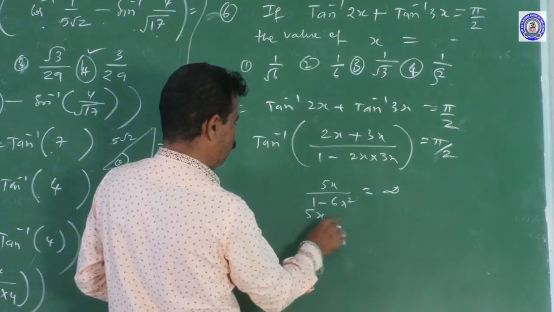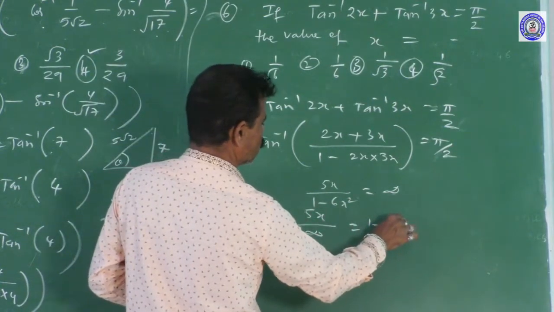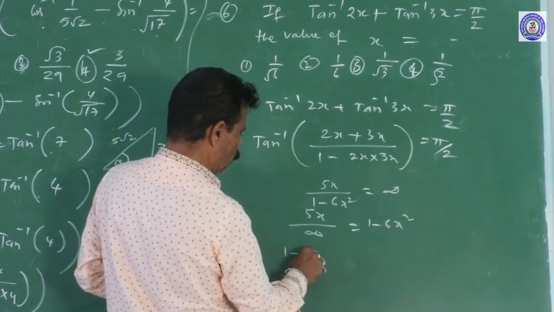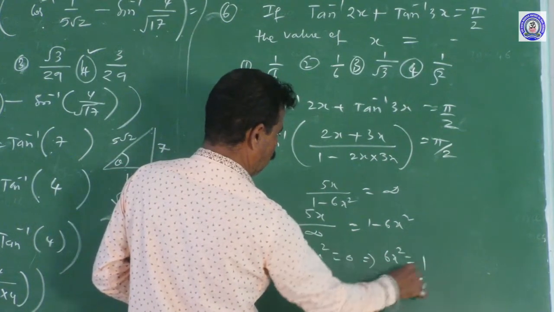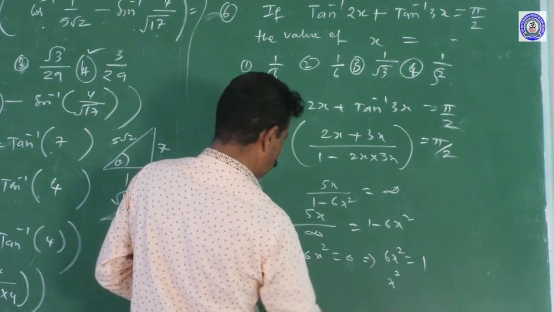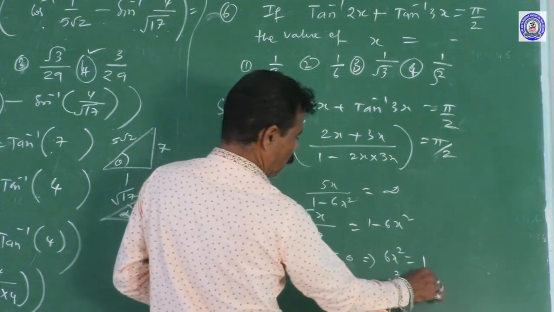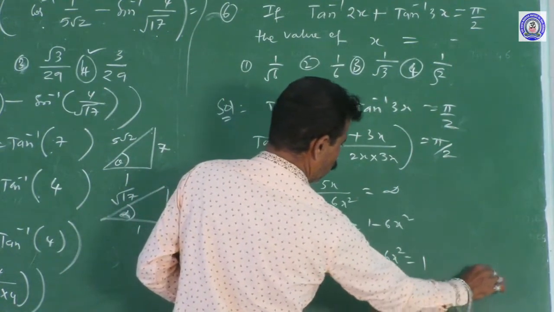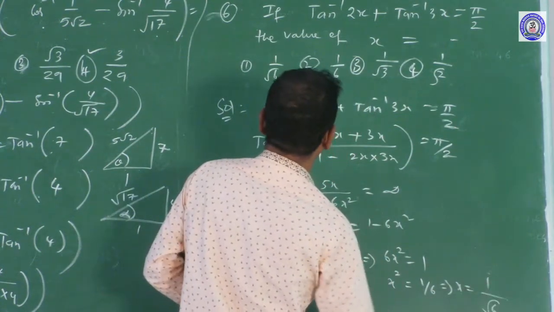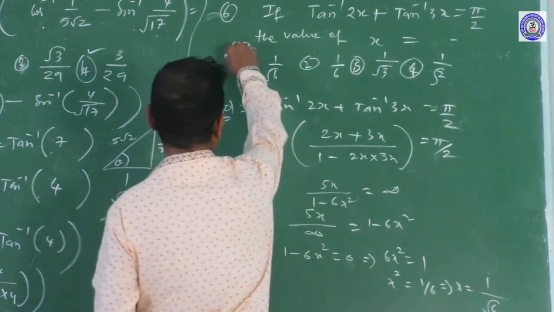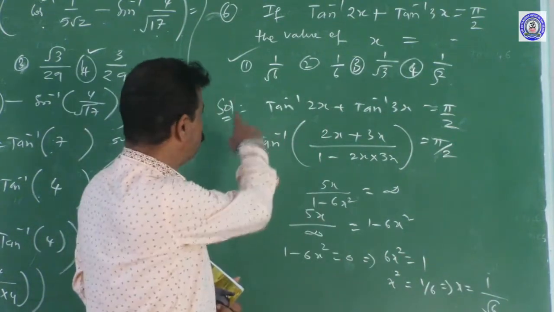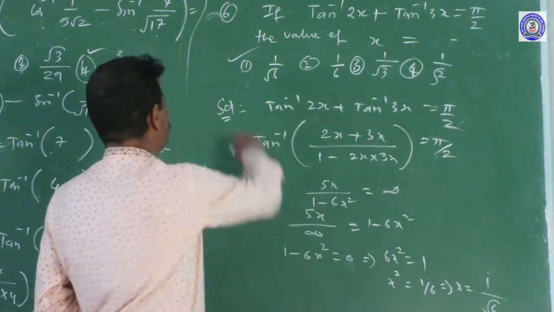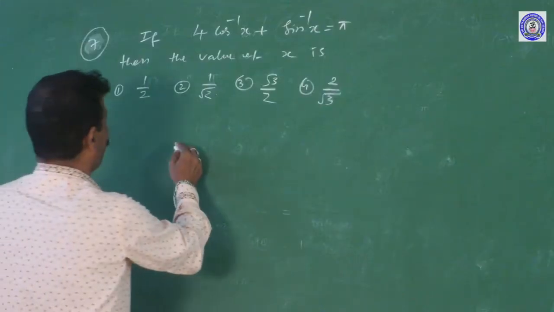So 5x by infinity is equal to 1 minus 6x square. So this value is 0. 1 minus 6x square is equal to 0. Then 6x square is equal to 1, x square is equal to 1 by 6, x is equal to 1 by root 6. Actually it is plus or minus 1 by root 6 here. In the options 1 by root 6 is there, that's why the first option is the right answer.